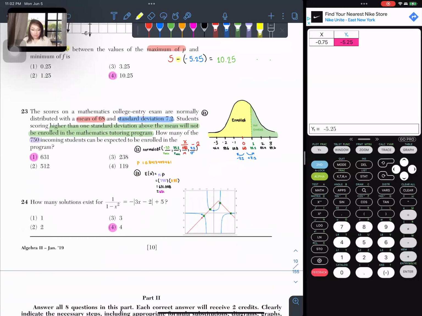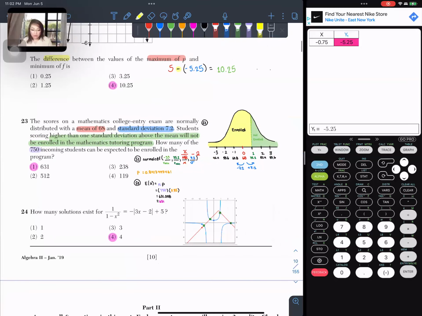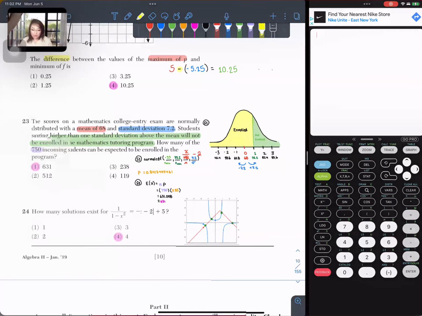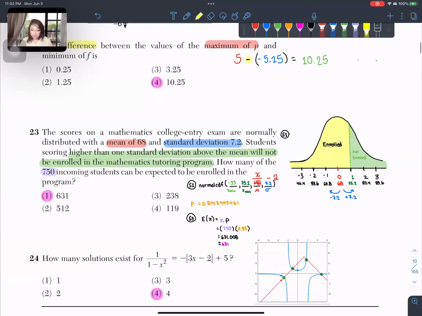Moving on. You have to know normal CDF. So I would draw it out because I need a picture of what's happening here. The mean is 68, the standard deviation is 7.2, higher than 1 standard deviation. Well, what is 1 standard deviation? Oh, that's 75.2. How many are expected to be enrolled?